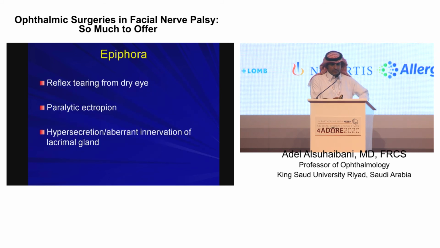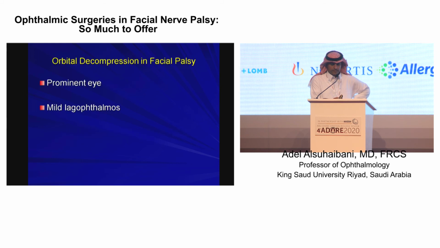Regarding the tearing, you can use botulinum toxin to decrease the reflex tearing, along with paralytic ectropion correction if it's present. And also, if there is aberrant innervation, maybe Botox is a good option. You can also go for a more invasive lacrimal drainage procedure to improve the patient's symptoms.